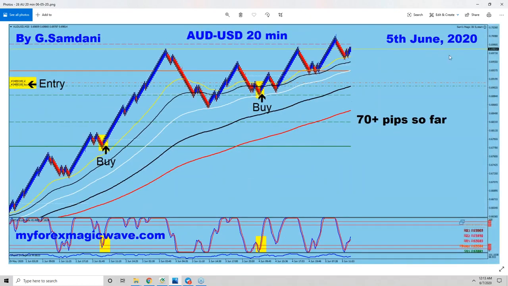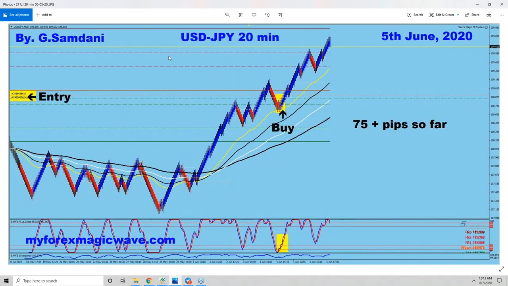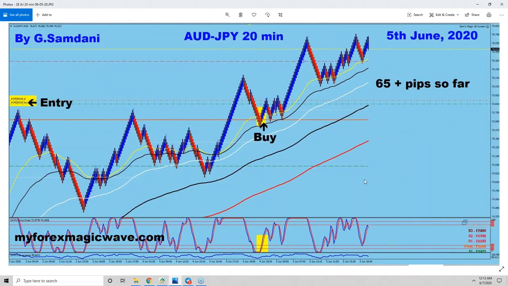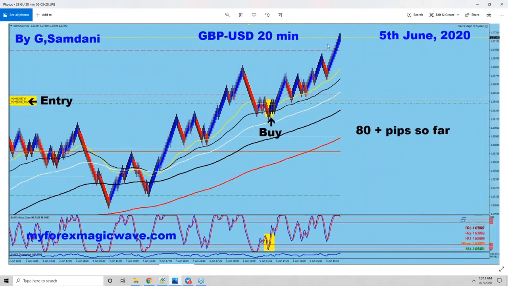Aussie yen, Aussie USD on the 5th again going up. Aussie was getting very, very strong, so keep going up. USD yen buy order 75 pip on the 5th. All of these trades, almost 28 trades in last week. Aussie yen again, one more entry by entry here on the 5th Friday, and for 65 pip. And pound USD on the 5th, again 80 pip here. Buy order SL move to break even.